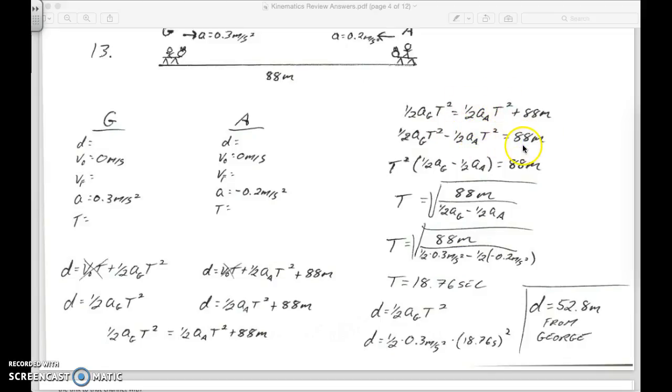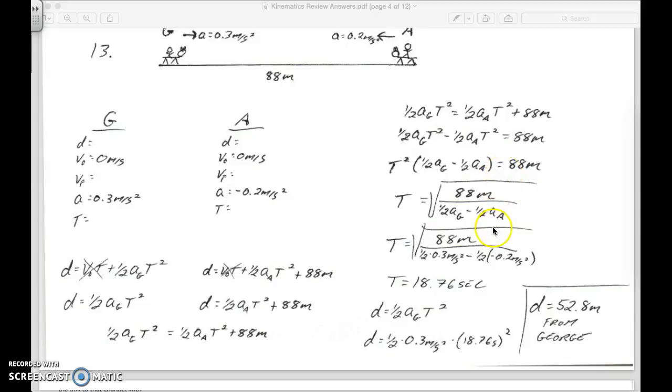squared equals 88. I'm going to factor out, there's a time squared in each one of these, so now it's factored, leaving everything else in parentheses: 1/2 George's acceleration minus 1/2 Alfred's acceleration. I'm going to divide the stuff in parentheses over to the right side, which is why in here I have 88 divided by the stuff that was in parentheses. But I don't want t squared, I just want t, so I take the square root. That's where that comes from.